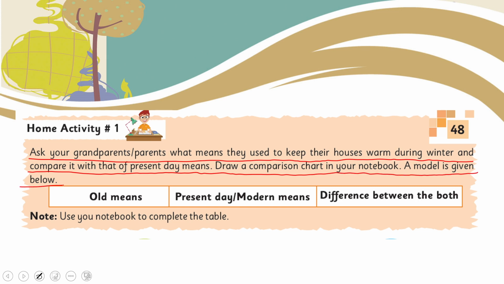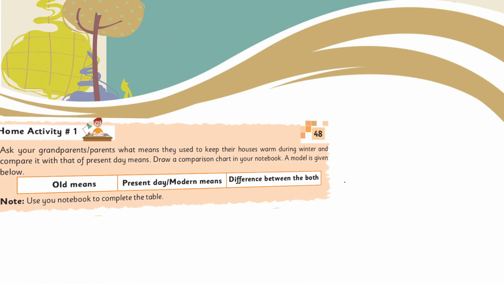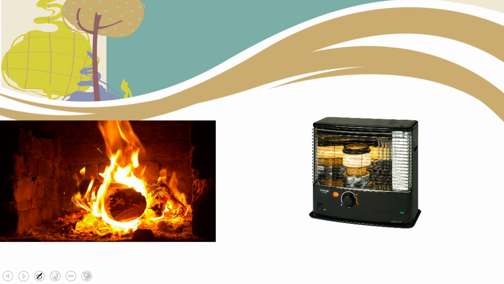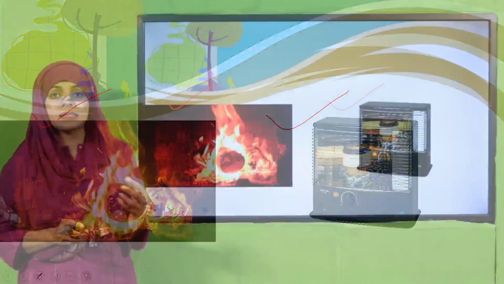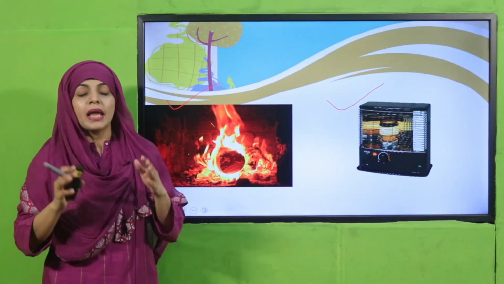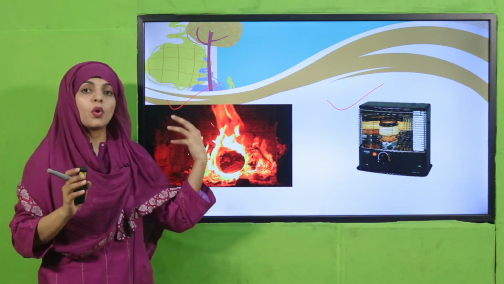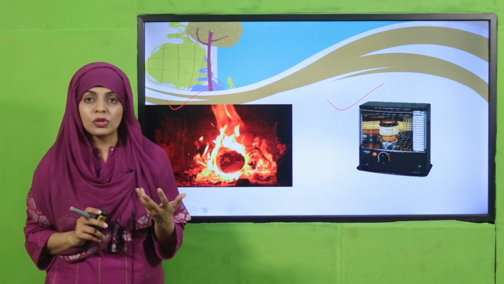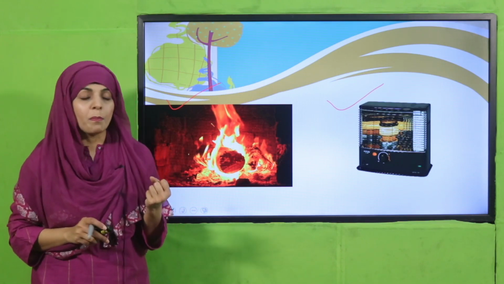A model is given below. So my dear students, इस तरीके से आप एक comparison बनाएंगे. Older means क्या थे, present means क्या है और दोनों का difference क्या है. So here you can see in older days people used to light up fire to keep them warm, and nowadays we have proper heating system like heaters, electrical heaters and gas heaters to keep ourselves warm. इसका आप comparison भी बना सकते हैं कि older days में लकड़ी जलाई जाती थी और आजकल heater use किए जाते हैं to keep us warm.